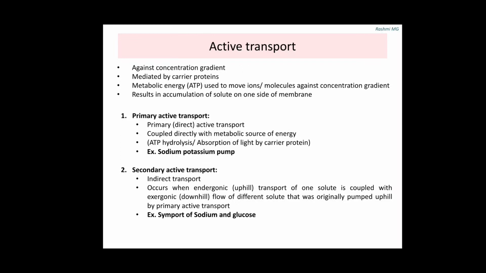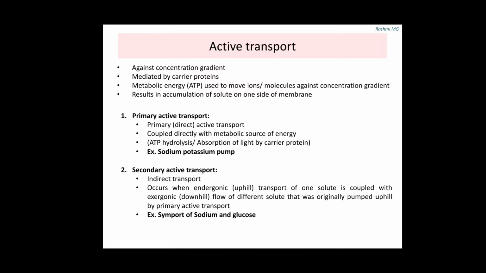Active transport. Active transport occurs against the concentration gradient and is mediated by carrier proteins. Metabolic energy is used to move ions or molecules against a concentration gradient. Active transport results in the accumulation of the solute on one side of the membrane. Active transport is different from carrier protein mediated facilitated diffusion.